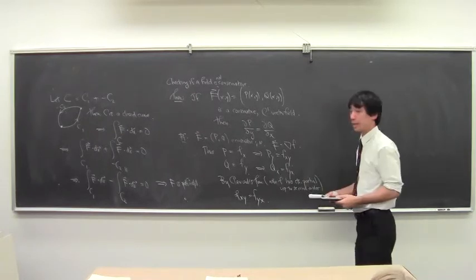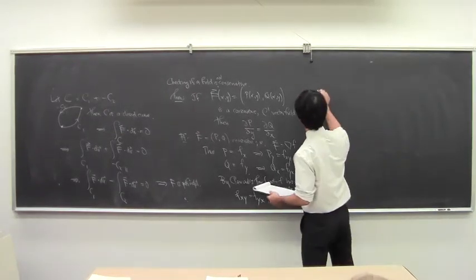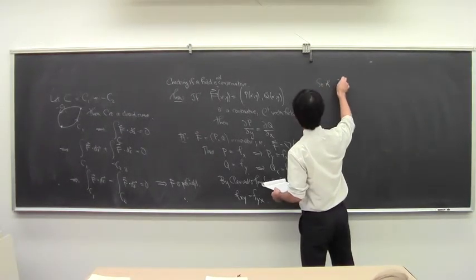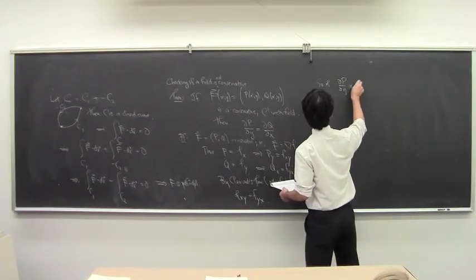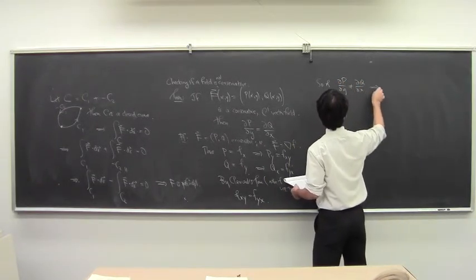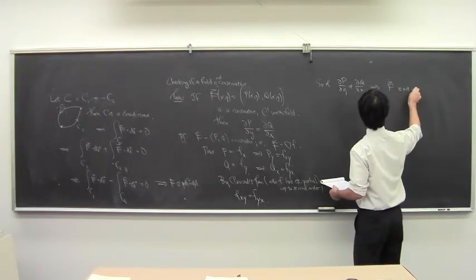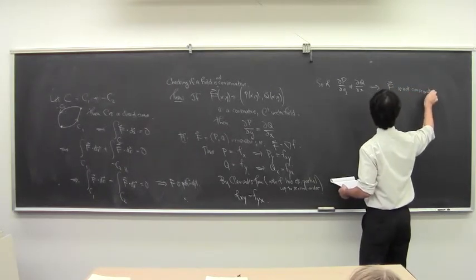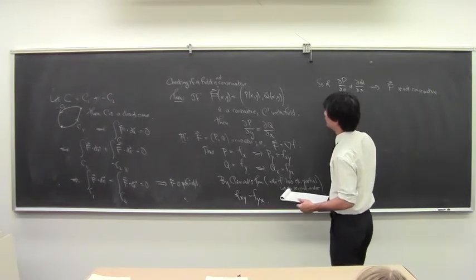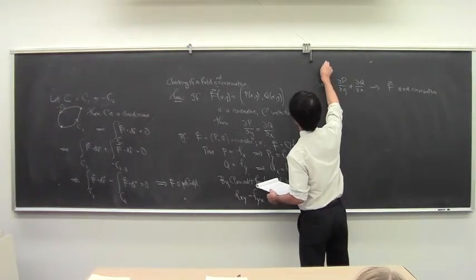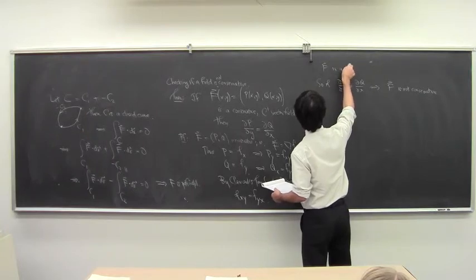So at this point, what we have is that if dP/dy does not equal dQ/dx, then we know that F is not conservative, assuming F is a C1 vector field.